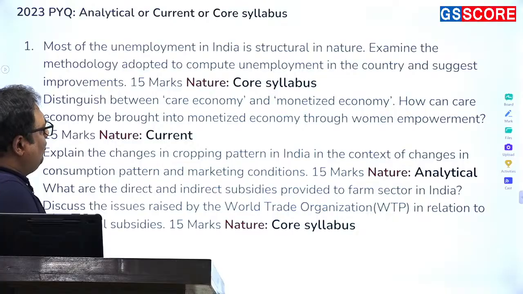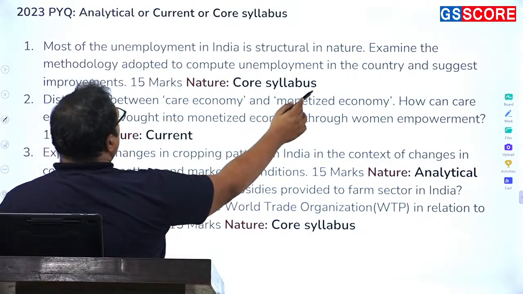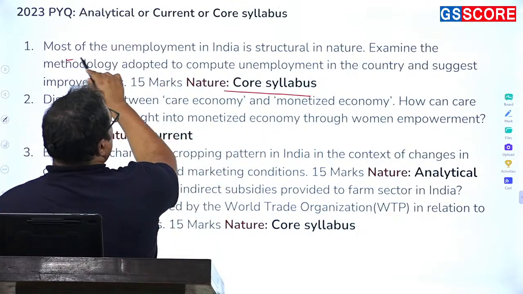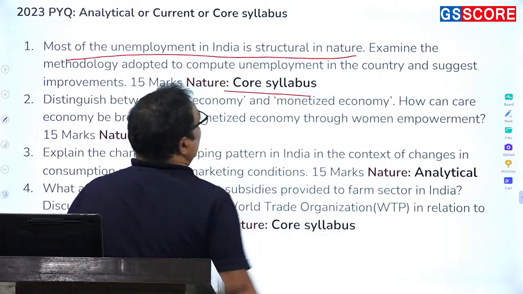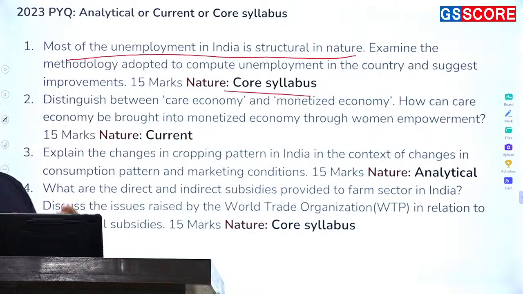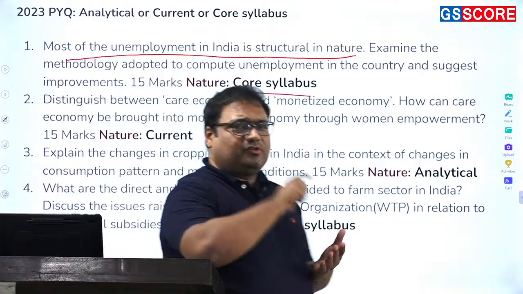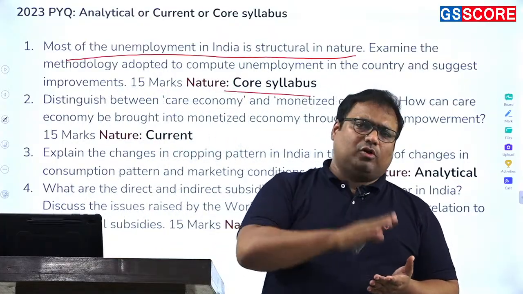Similarly, as we move ahead, you will see again more questions from the syllabus. Most of the unemployment in India is structural in nature. So this is purely from the theory aspect. What is structural reform? What is structural unemployment?